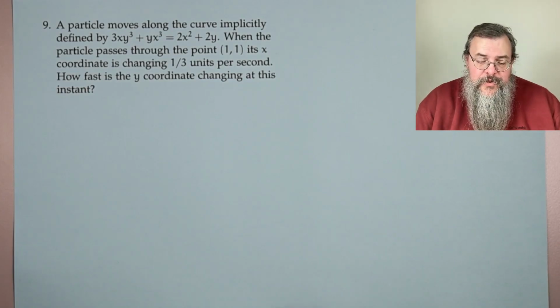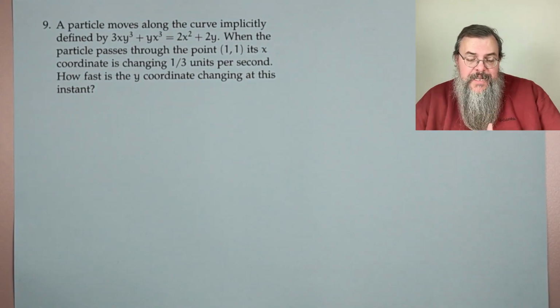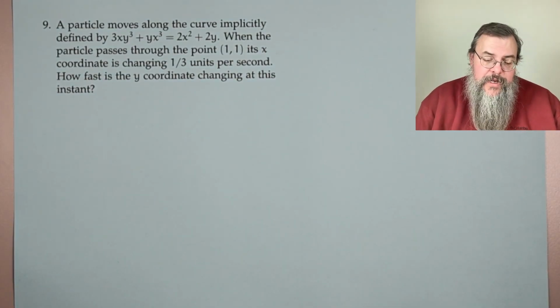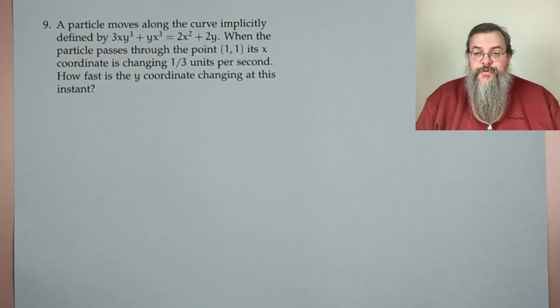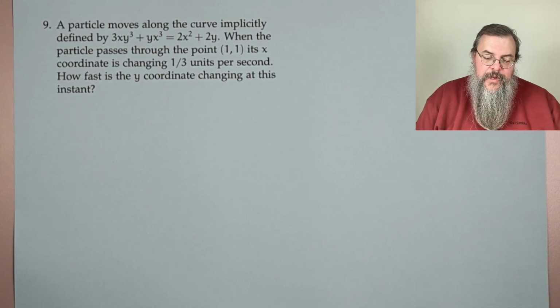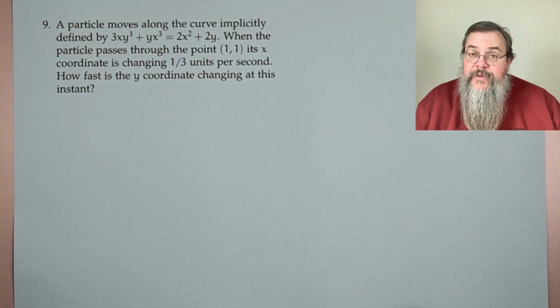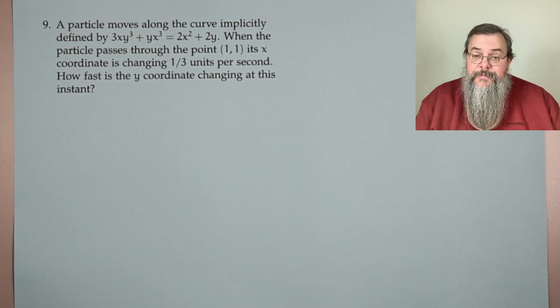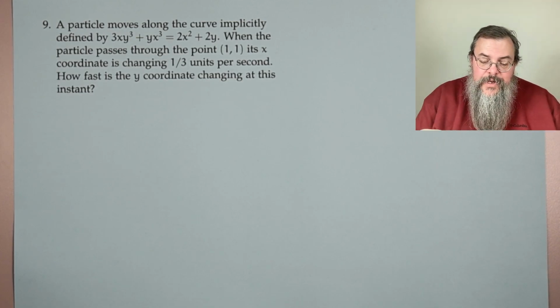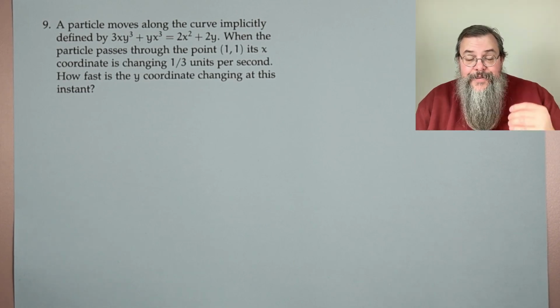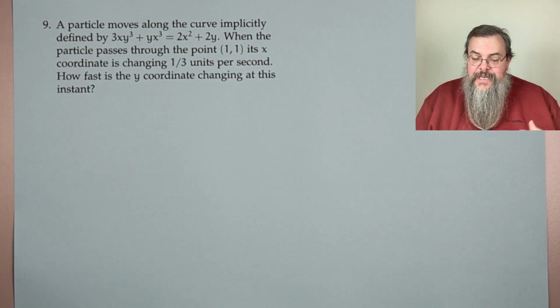A particle moves along the curve implicitly defined by 3xy cubed plus yx cubed equals 2x squared plus 2y. When the particle passes through the point (1, 1), its x-coordinate is changing 1/3 units per second. How fast is the y-coordinate changing at this instant?